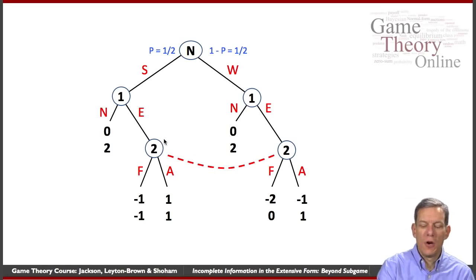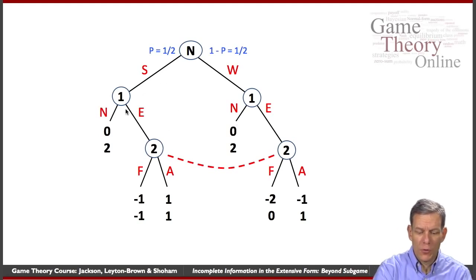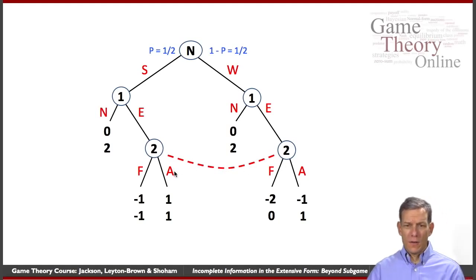Player 2 doesn't know what the quality of firm 1 is when firm 1 enters. So whether firm 1 is the strong one or the weak one, player 2 cannot distinguish between those two different situations, and that's why we have this information set connected here.